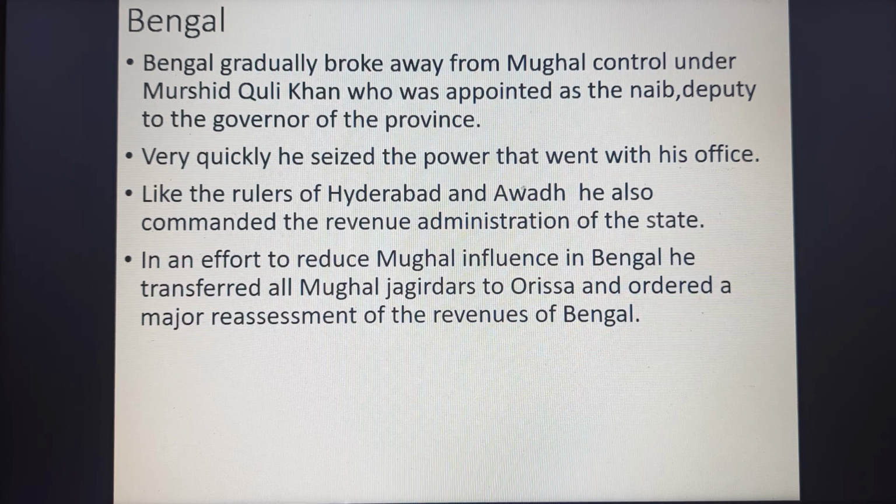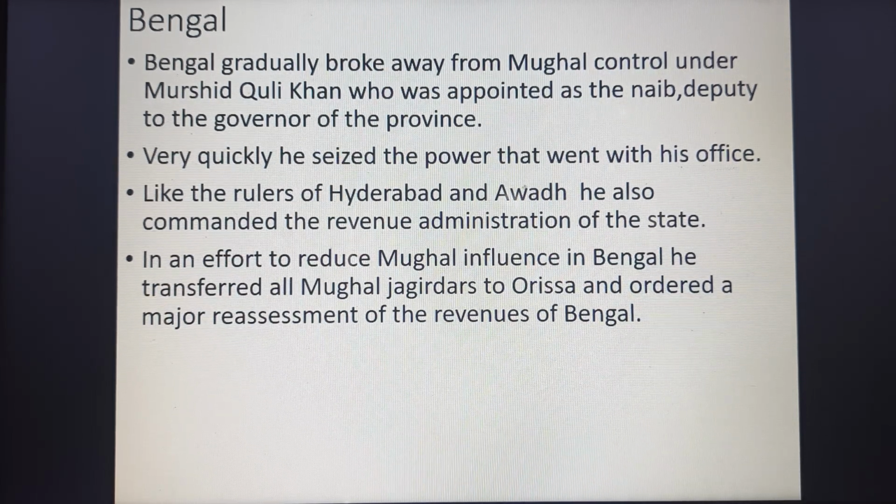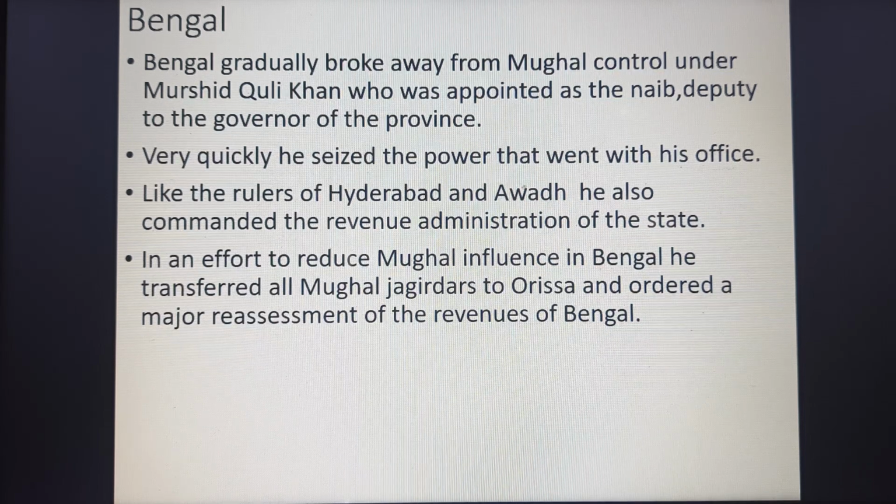In an effort to reduce Mughal influence in Bengal, he transferred all Mughal Jagirdars to Orissa and ordered a major reassessment of the revenues of Bengal. So again, what did Murshid Quli Khan do? He tried to take total control of Bengal. Whichever Mughal Jagirdars came to West Bengal from Delhi, all of those were transferred to Orissa so that they may not interfere in the work of Murshid Quli Khan.